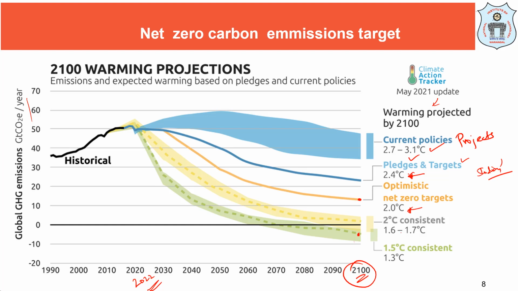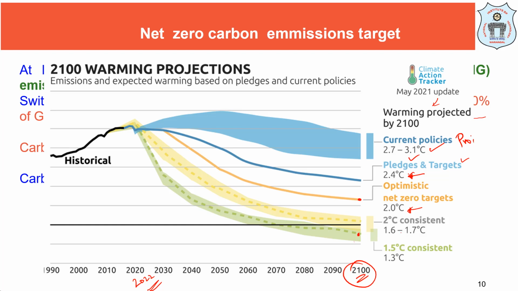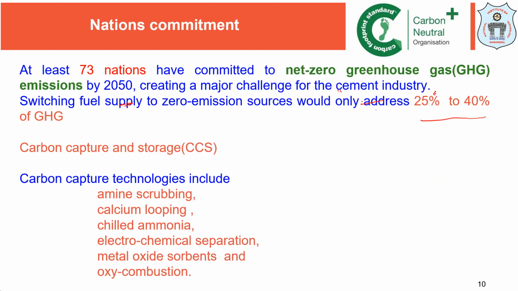So we want to reduce the global GHG, greenhouse gas emissions, in gigatons CO2 per year. That is being reduced like this. All this will help us to reduce global warming. That is the objective behind this. If you look at the nations' commitment, as I told you, at least 73 nations have committed to net zero greenhouse gas emissions by the year 2050.